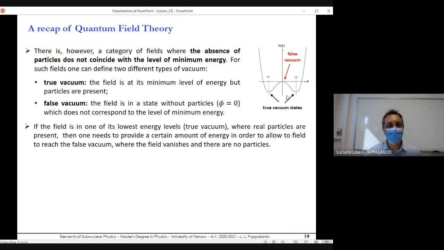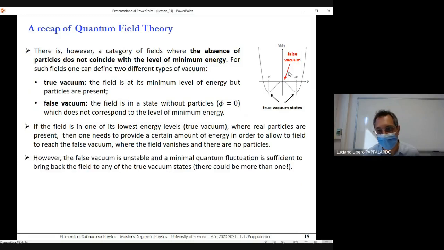Now, if the field is in one of its lowest energy levels, so for instance here or there, in one of the two vacuum states where particles are present, then one needs to provide a certain amount of energy to the field in order to allow the field to jump to this hill, and to get to the false vacuum. So naturally the field stays in the minimum energy level, which has particles itself. If you want to put it here, you have to provide energy to the field, okay?